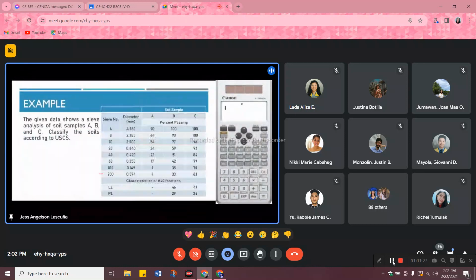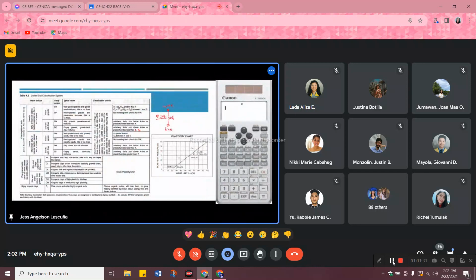Sige, sa A kay 4 man. Then 4 is below 50%. So meaning, ang imong percent passing is gamay ra ang nipaso, over 4% ang imong fine material. So ang imong coarse is around 96%. So meaning nata diri ta mo una sa coarse graded soils. So arita nga part mo sugod.